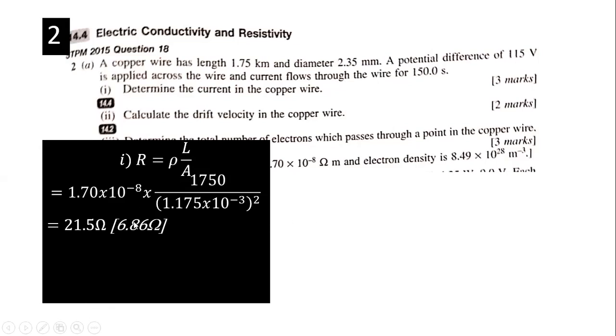What answer do you get? Same as you. Your book gave 6.86. I don't know what they did wrongly. Then calculate the drift velocity. How to calculate?